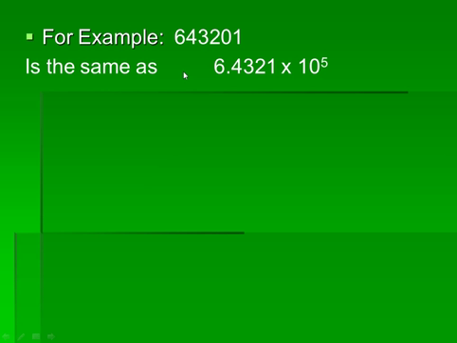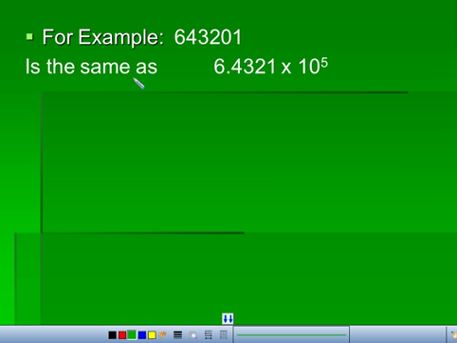So here we have 643,201. That's a really, really big number. So what we want to do is make that number into scientific notation. So here's what we're going to do. Where is the decimal to start with? Well, if you look, it has no decimal here, so we would say the decimal would be right there.